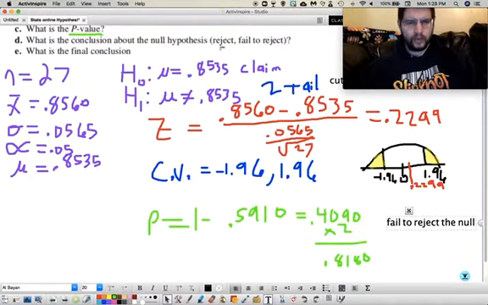So we fail to reject the null as part D. You can base it on either the curve sketch or the p-value. P is greater than alpha, we fail to reject the null. The test statistic is not in the critical region, we fail to reject the null.